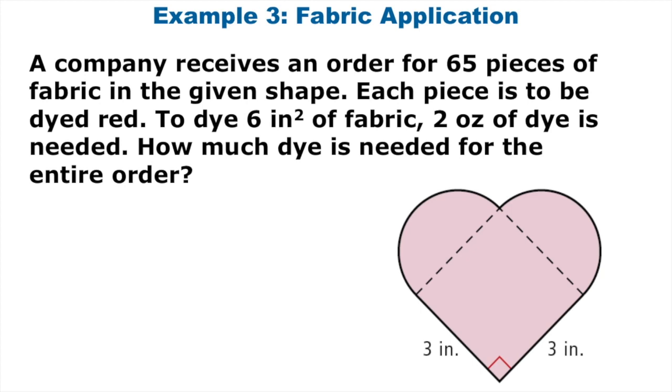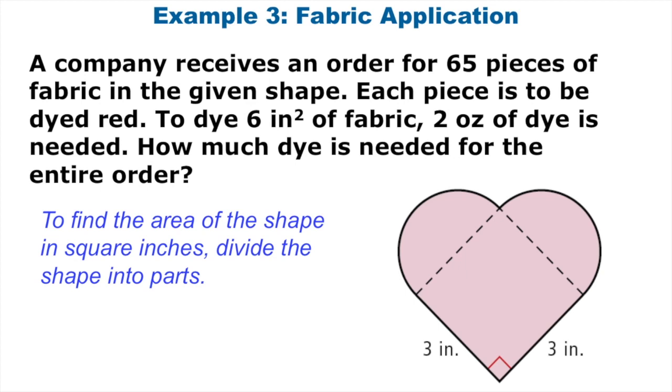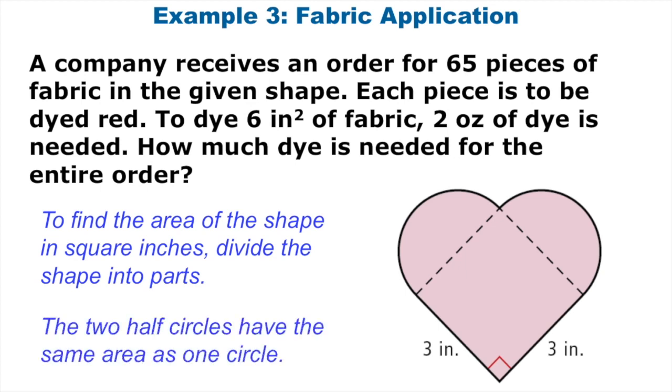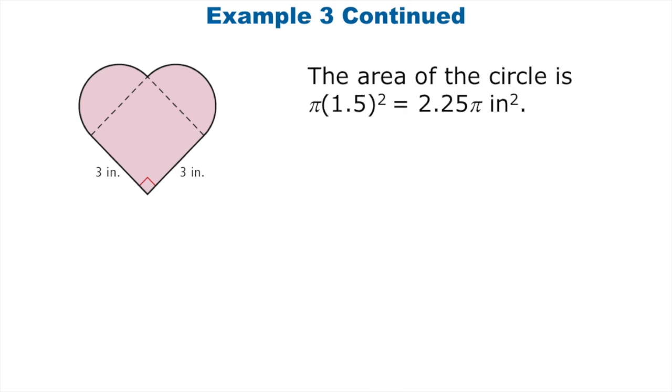To find the area of the shape in square inches, we're going to divide the shape into parts. So we have 2 half circles, and they're going to have the same area as one circle, and then we're also going to have a square. So let's start with the area of the circle. Since the side of the square is 3 inches, we know that the diameter of the circle is 3 inches, which makes the radius 1.5.